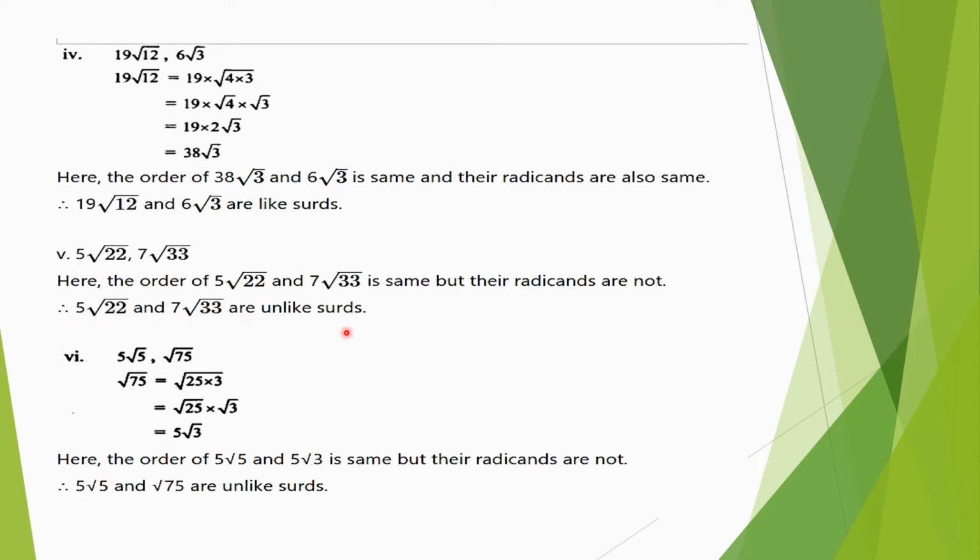Sixth question, 5 root 5 and root of 75. Root of 75 can be written as root of 25 into 3. So root of 25 can be further written as 5 root 3. Here the order of 5 root 5 and 5 root 3 is same, but the radicands which are inside the square root are 5 and 3 which are not same. Therefore, 5 root 5 and root 75 are unlike surds.